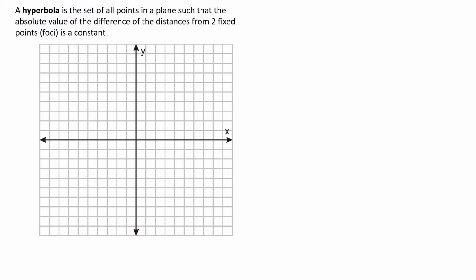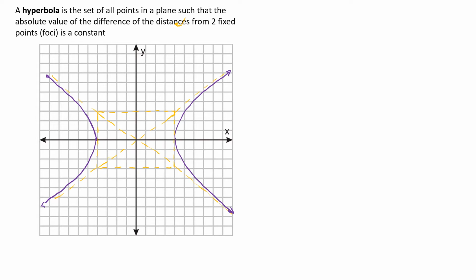The geometric definition of a hyperbola is pretty weird. It's the set of all points in a plane such that the absolute value of the difference of the distances from two fixed points called the foci is a constant. I'm just going to draw something. I'll pause the recording, draw something and start the recording, so you'll see something drawn on this, and then I'll explain what I did.